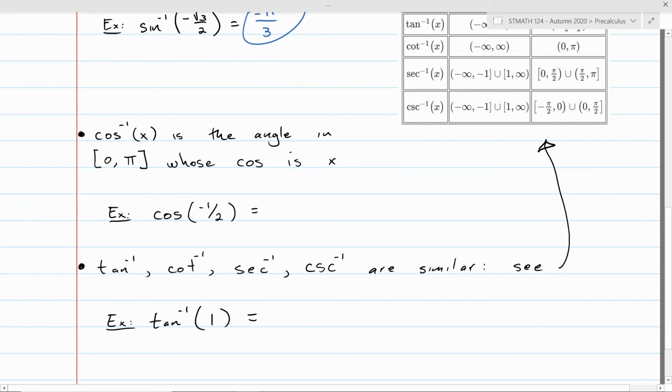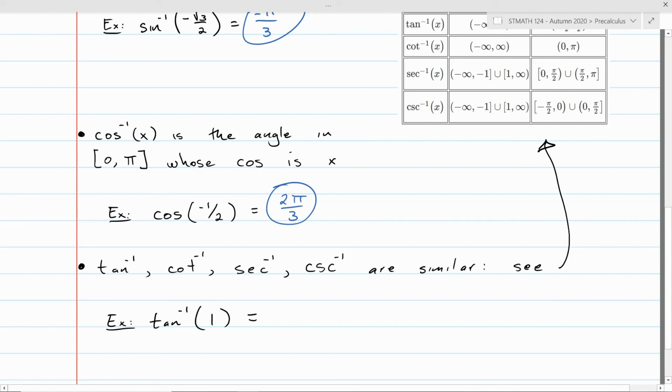of x is the angle between 0 and pi whose cosine is equal to x. So if someone asks me, what's cosine inverse of negative 1/2? I go, okay, where is the x coordinate equal to negative 1/2 in between 0 and pi on the unit circle? And in between 0 and pi, the x coordinate is going to be negative 1/2 at 2 pi over 3. Again, I didn't do a computation.